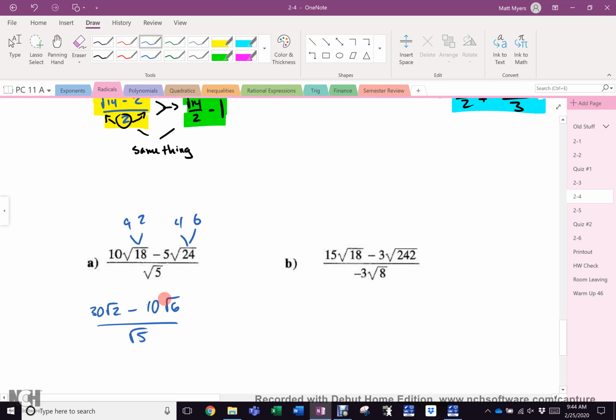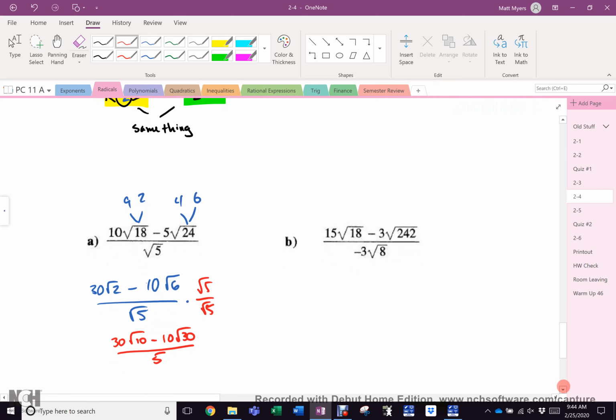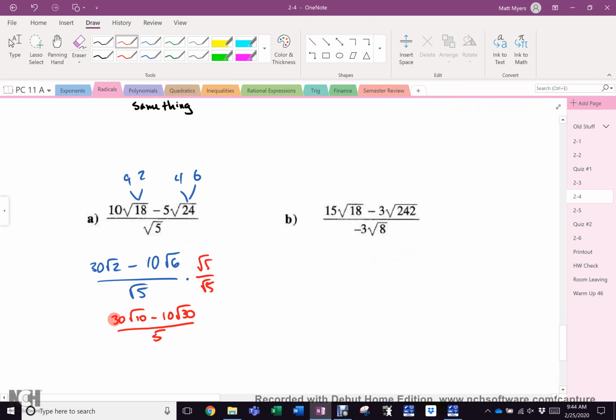Okay? And then, of course, I'm going to multiply by root 5 over root 5. Distribute: 30 root 10 minus 10 root 30 over 5. Now, of course, you can already see 30, 5, 10. You're going to be able to simplify everywhere. 6 root 10 minus 2 root 30. And then you can't simplify either 10 or 30.